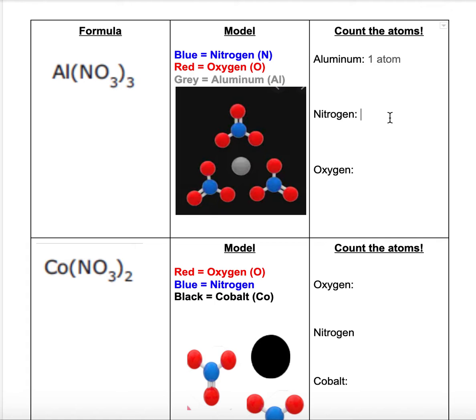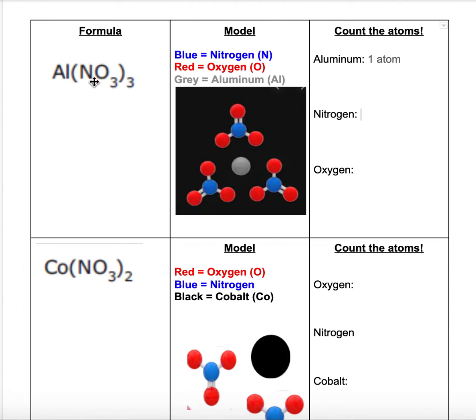So the Al is taken care of, but now I have to go inside the parentheses. See, I got a parenthesis right here and a parenthesis right here. Inside of there, I have NO3. So every time you use parentheses, this little subscript outside of the parentheses, the 3, applies to everything inside the parentheses. So this is basically telling us I have 3 groups of NO3, all right?